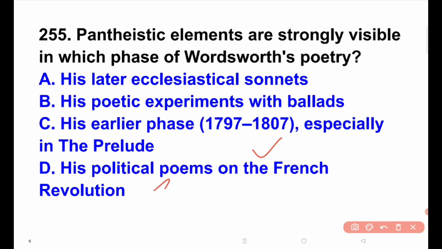His political poems of the French Revolution focus on politics. His later ecclesiastical sonnets are more religiously orthodox. His poetic experiment with the ballad is not especially pantheistic.